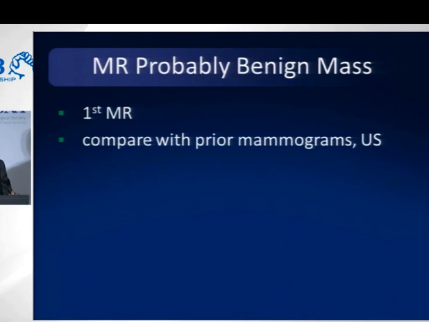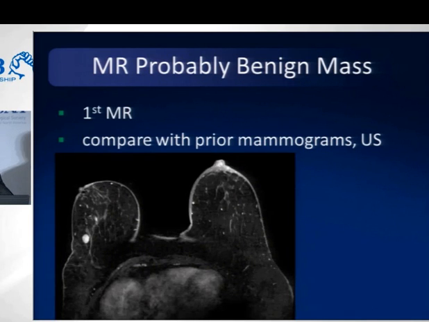When evaluating MR, another type of lesion that tends to get followed is the probably benign mass. Importantly, just like everything else we do, you want to compare with other imaging modalities. So even if it's the patient's first MRI, remember to compare back with her mammogram and any prior ultrasounds. So here's a mass that would be often followed. Again, no great data to support it, but often followed because it looks like a typical fibroadenoma. It's oval and circumscribed and homogeneously enhancing. Put that in the 6-month follow-up category.